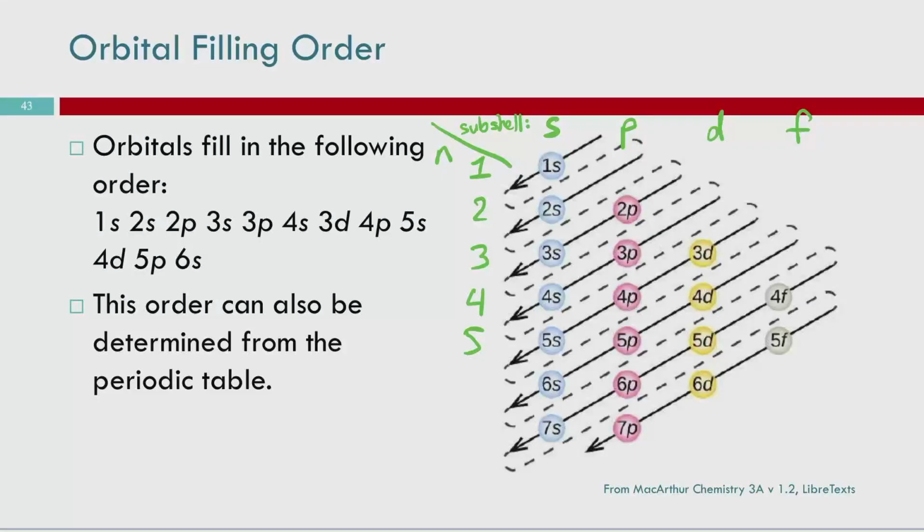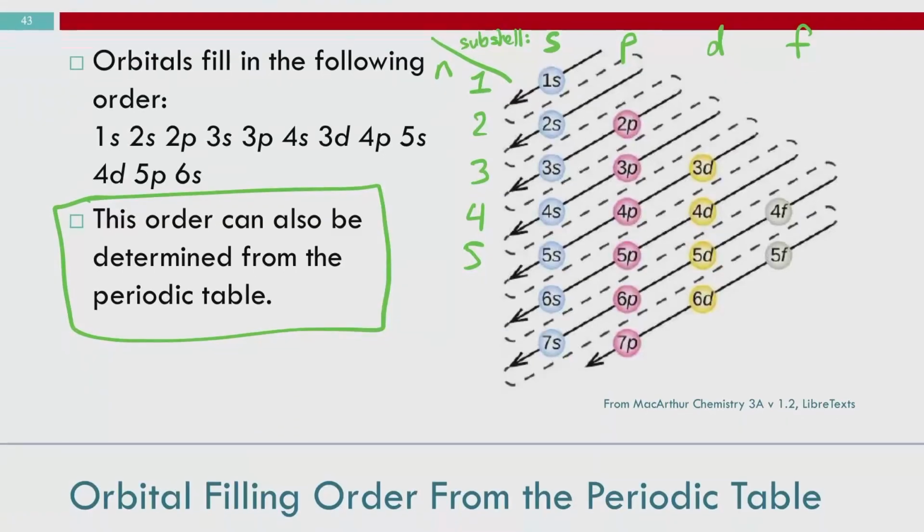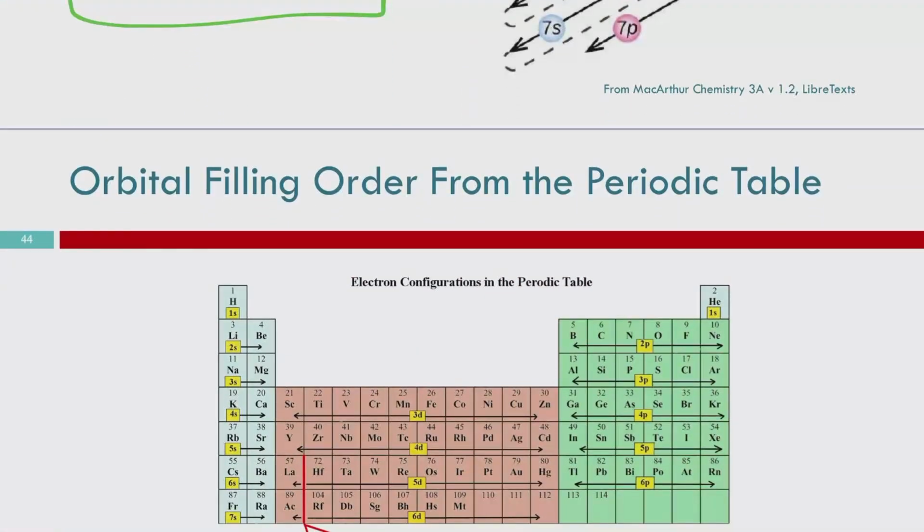So this is kind of a cool tool. There's an easier way, though. I think this is fun, but the easier way is to just read off of our periodic table. This tool works. It gets you the correct order. I think the periodic table works better, is more fun.